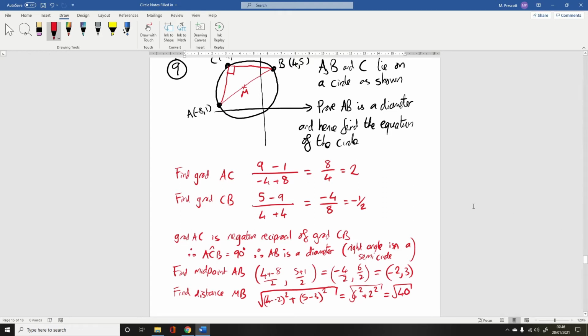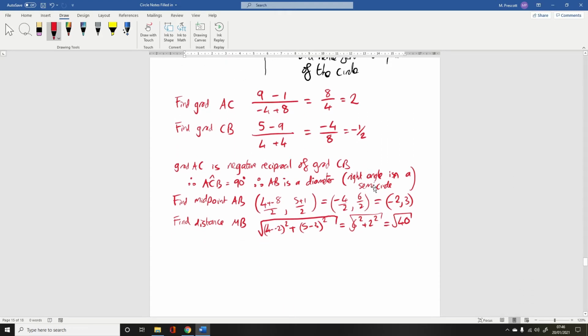So we now have a centre of the circle, which is minus 2, 3, and we have the radius of the circle. So that was our centre, this is our radius. So we can put this all into the equation of a circle, which would be x plus 2 all squared, because the centre is at minus 2, plus y minus 3 all squared, because the other centre coordinate is 3, and then that's equal to r squared, so root 40 squared would just be 40. And we're done.